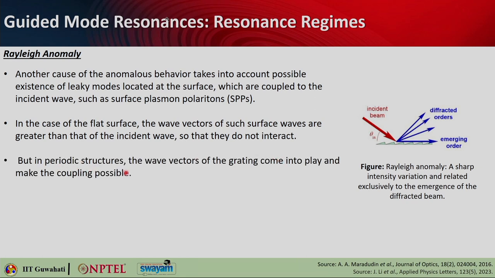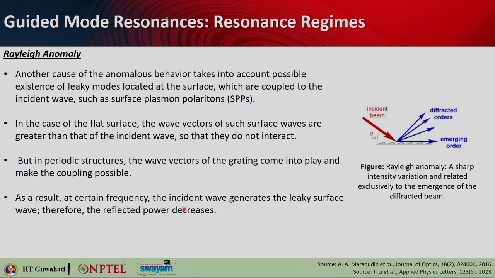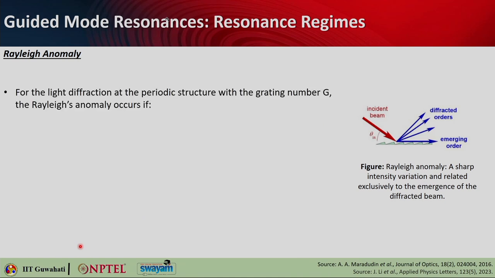But when you look at periodic structures, the wave vectors of the grating come into play. Because of that, the coupling becomes possible. And as a result, at a certain frequency, the incident wave will generate the leaky surface waves, and in that case, the reflected power will decrease. So this effect becomes resonant, and because of that, the reflection curve will get a very narrow dip, and that will also give you a transmission maximum.